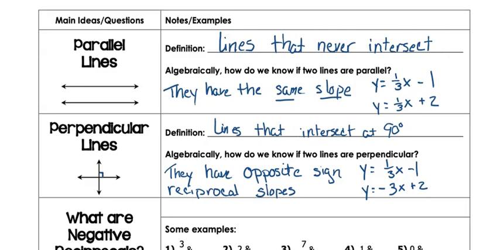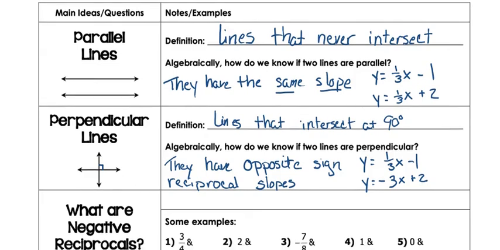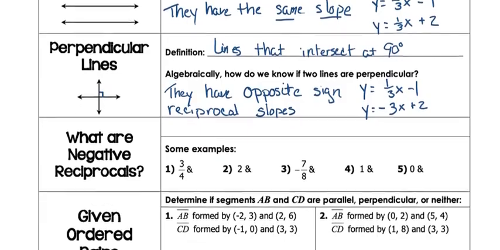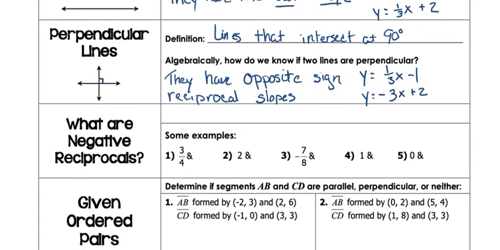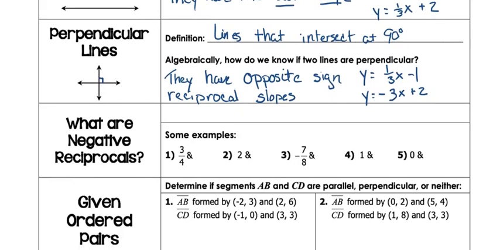And that's what we're going to talk about today. We're going to talk about slope. Are they the same slope? Or do we have opposite reciprocals? So let's take a look real quick just to make sure we're on the same page of what a negative reciprocal is, or an opposite reciprocal.